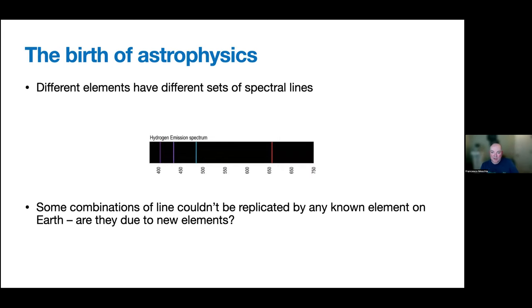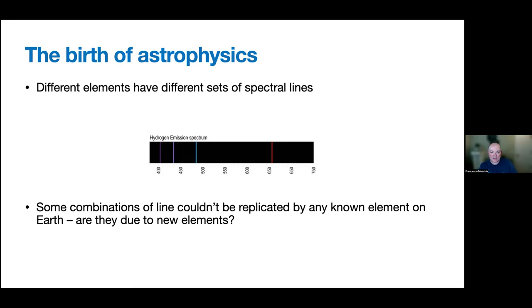And back then, although they didn't understand why, they knew that different chemical elements had a different set of spectral lines, and they had atlases of spectra for different elements. As an example, I have the spectrum of the emission from hydrogen. If you have a hydrogen lamp, you're going to have one red line at 656 nanometers, which we call H alpha, and then a blue one at 486 nanometers, H beta, and then H gamma and H delta at shorter wavelengths.